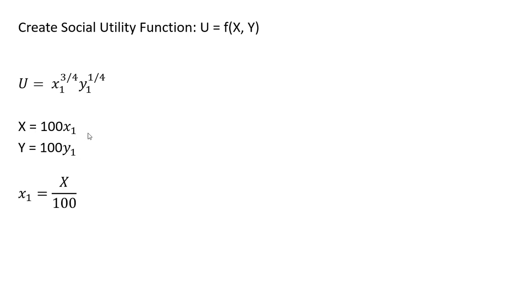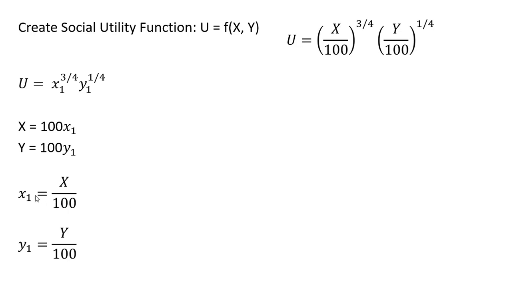So if I were to solve each one of these for the lowercase x and lowercase y, we get the following. I'm now going to substitute these 2 equations into our individual's utility function. We get something like this, and that will just simplify down to this result. Okay, 100 to the 3/4, and we've got 100 down here in the denominator, to the 1/4. That's just going to simplify down to 100. Next step.